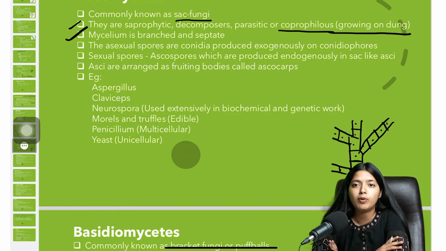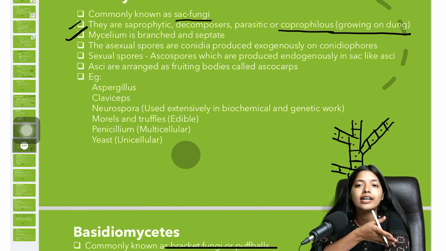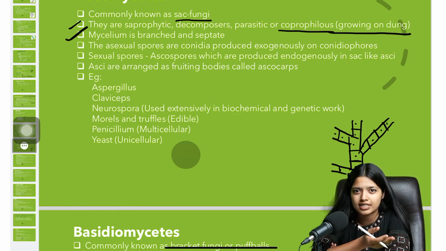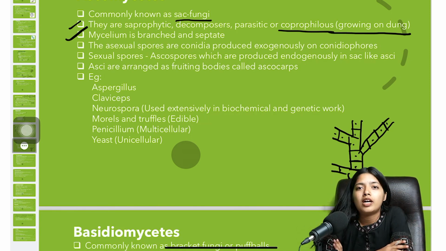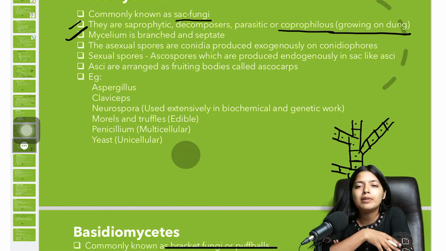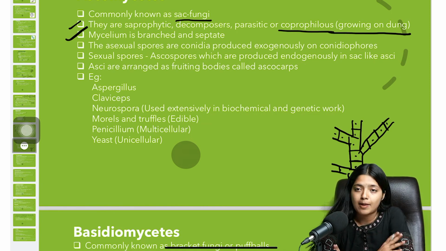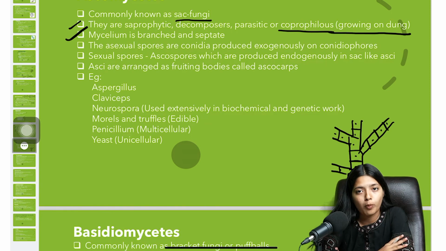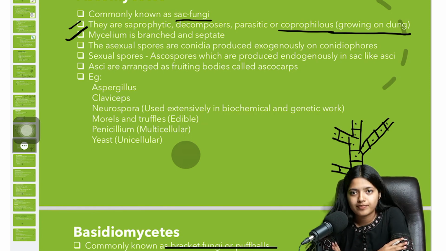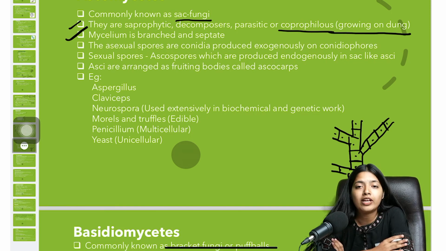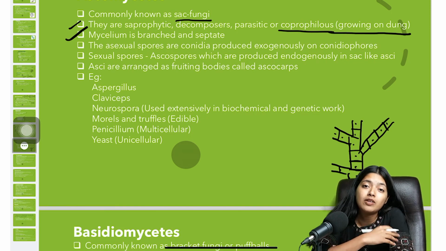Or coprophilous. Coprophilous means an organism that grows in dung or excreta. I know it is a little bit gross for us, but for them it's their habit. So once again, they are saprophytic decomposers, parasitic or coprophilous. Their mycelium is branched and septate. In phycomycetes, we saw a cenocytic mycelium with no septa.